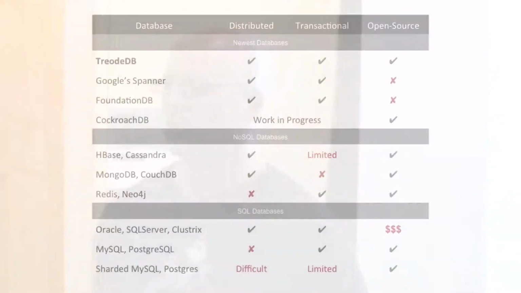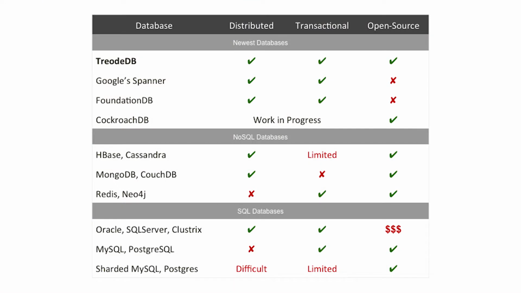So if you have some big bucks, you can get transactions in a scalable and reliable database by purchasing Oracle or DB2 or SQL Server. If you'd prefer a cheaper open source solution, well then you can have transactions, or you can have scalability and reliability, but you can't get them all together, until recently. TreodeDB provides all of these things in one package, and that is why we need another database.